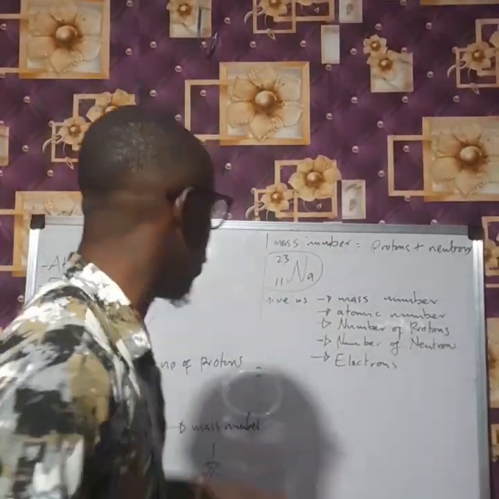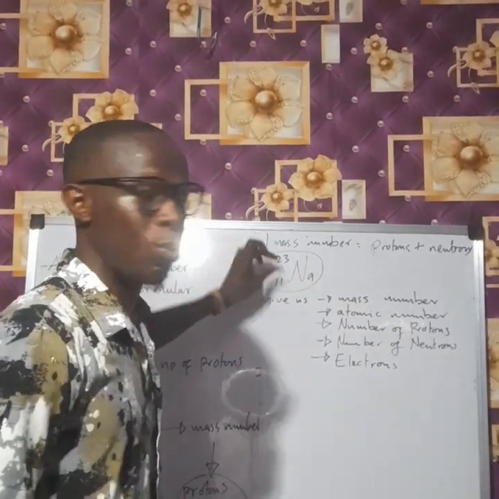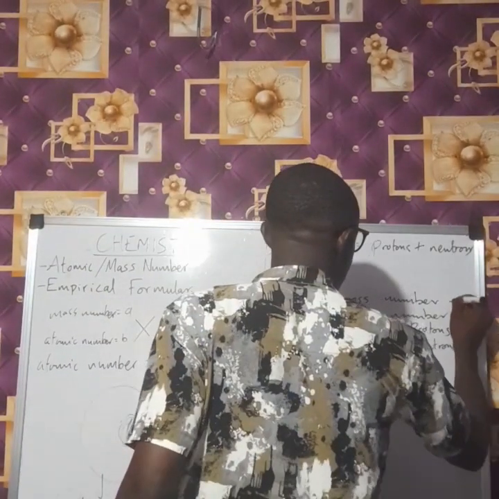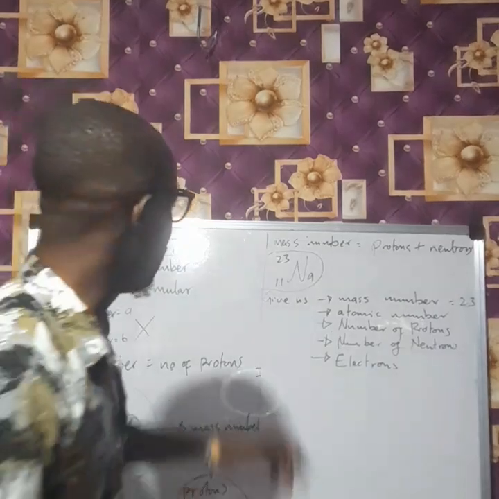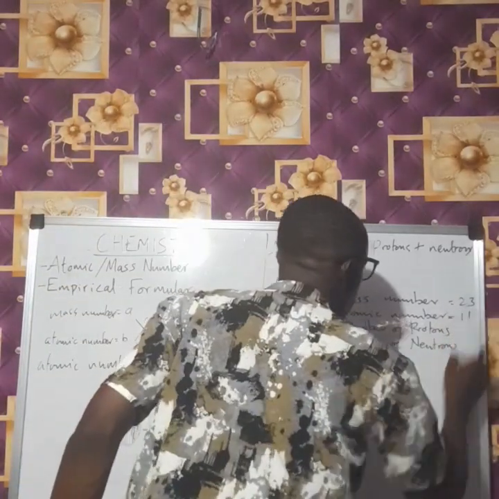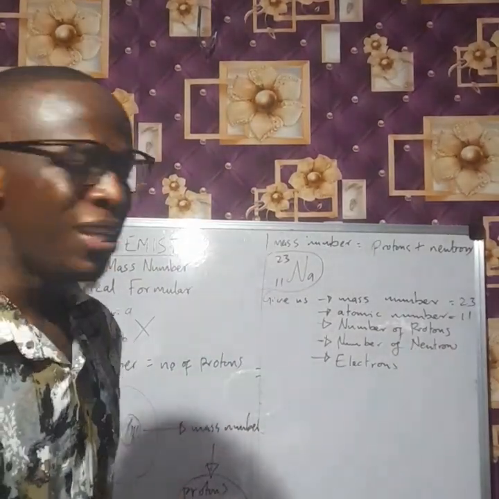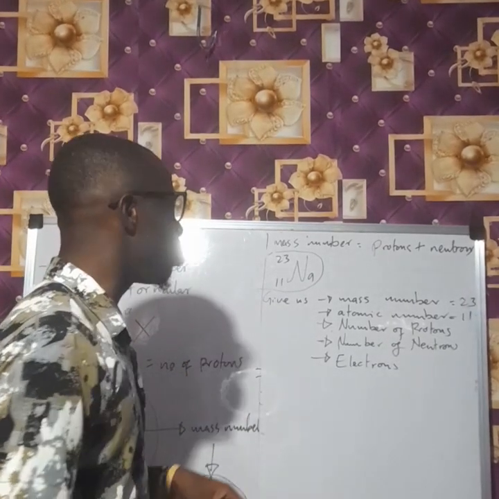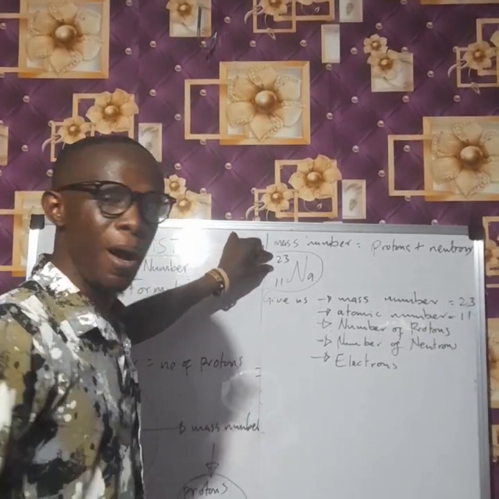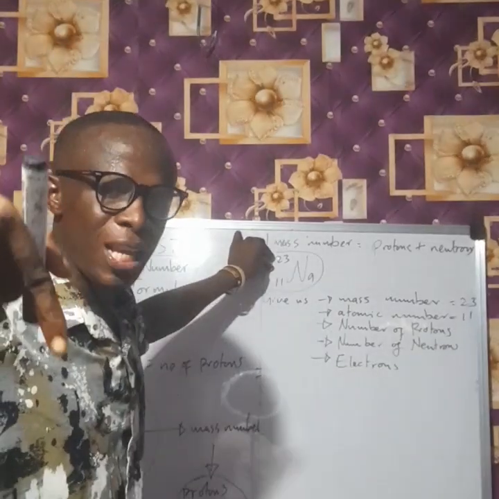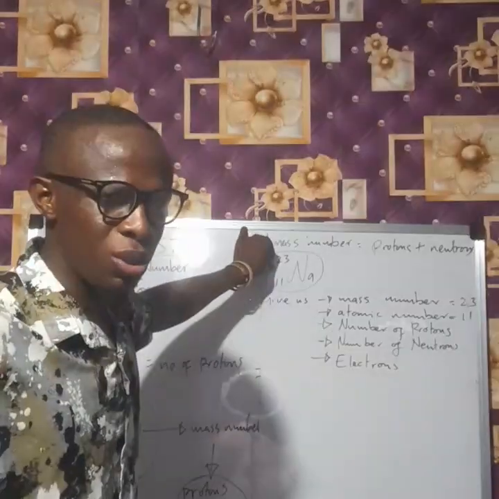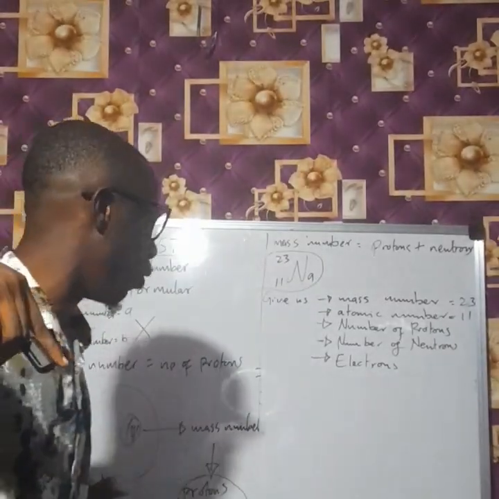Are we together? Now for this, you say that the mass number is this number here. So 23 is the mass number. What is the atomic number? Easy to identify. 11 is the atomic number. Now, what is the number of protons? Since we know that this is made up of the number of protons and number of neutrons, and number of protons equals number of electrons. I said that.